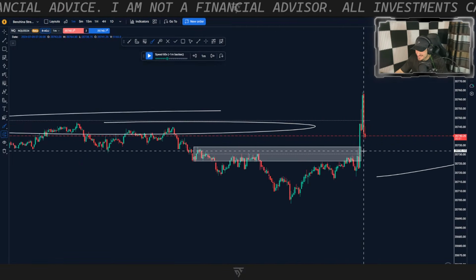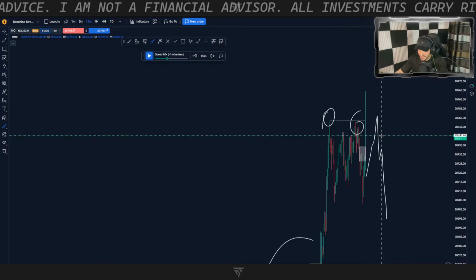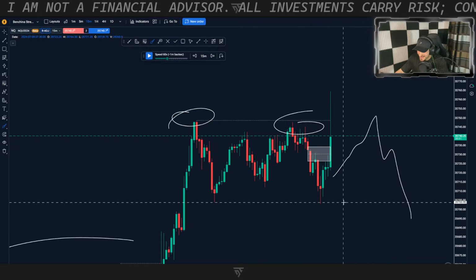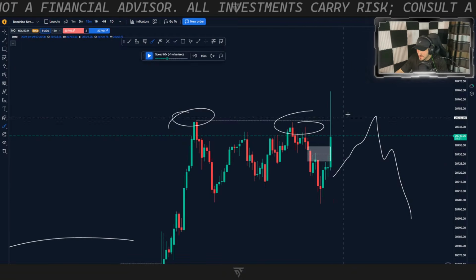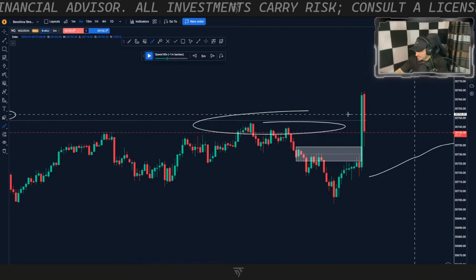Okay, so let's continue with price action. So this is obviously from the 15-minute time frame, creating the double bottom, but failing to go higher, right? Failing to close up above.